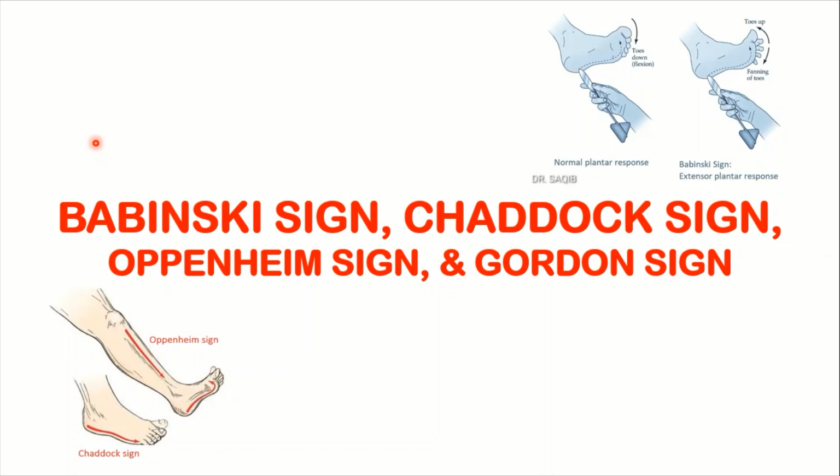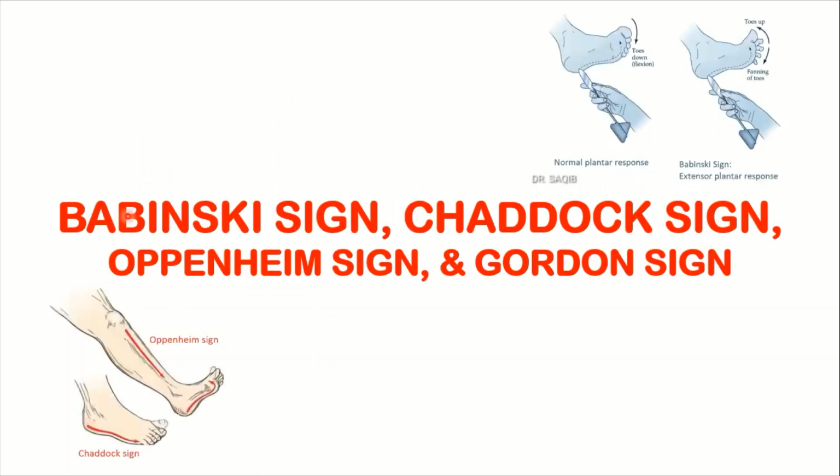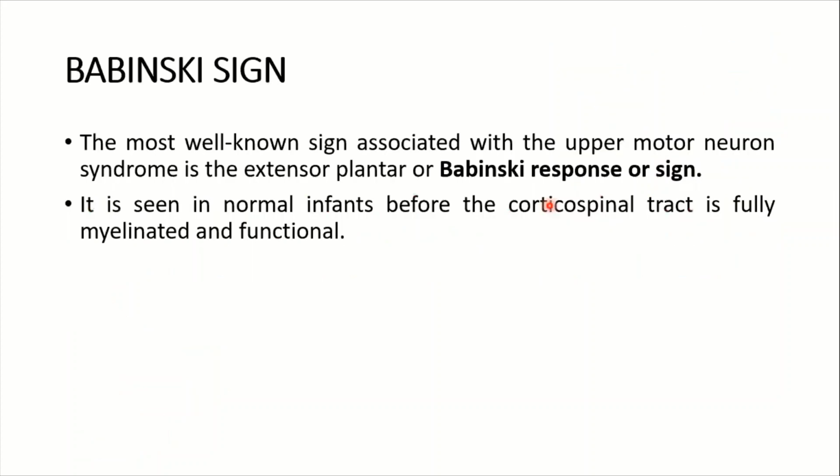Some of the videos are already uploaded, and today I'm going to upload the Babinski sign, Chaddock sign, Oppenheim sign, and Gordon sign, which are all elicited to prove there is a lesion in the upper motor neuron. So whenever there is an upper motor neuron lesion, we see these four signs. First of all, this is the Babinski sign, and also the Chaddock sign, the Oppenheim sign, and the Gordon sign. And I will discuss in detail.